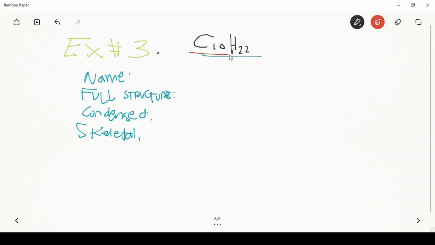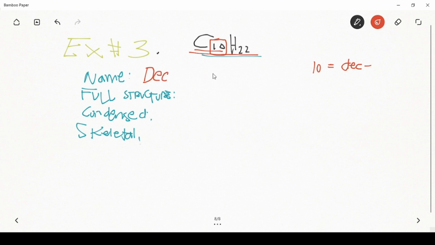Now let's proceed to the name. The molecular formula here is C10H22. So all you need to do in identifying the name is get the number of carbons. How many carbons are there? C10. Therefore, it has 10 carbon atoms. And 10 is equivalent to the prefix dec, or deca, which means 10. So the first word that we're going to write in the name is dec.